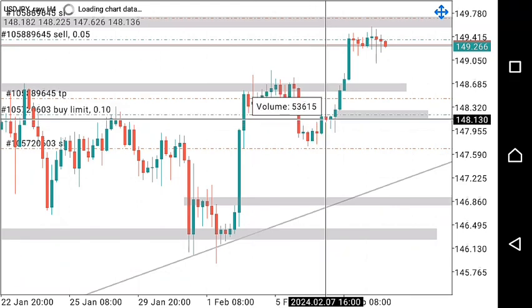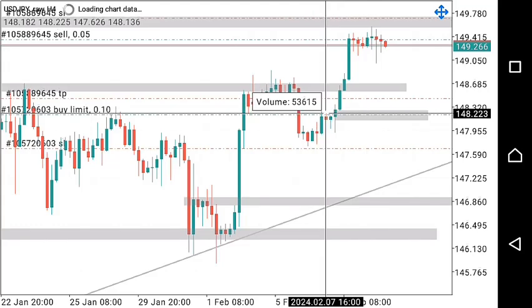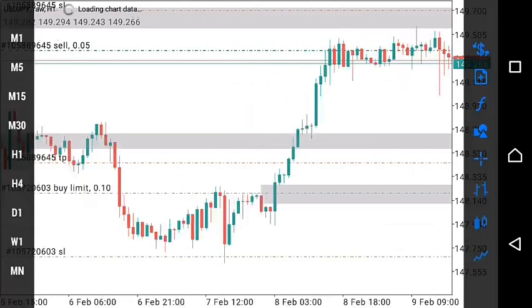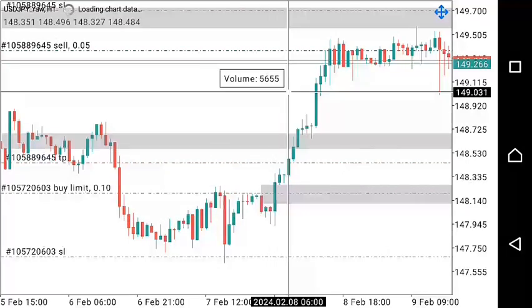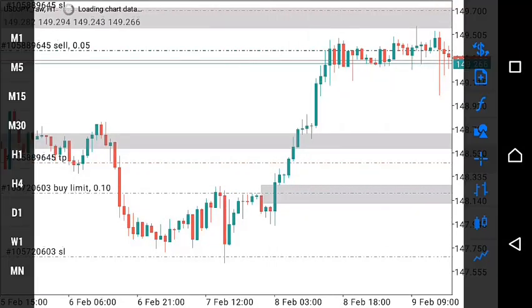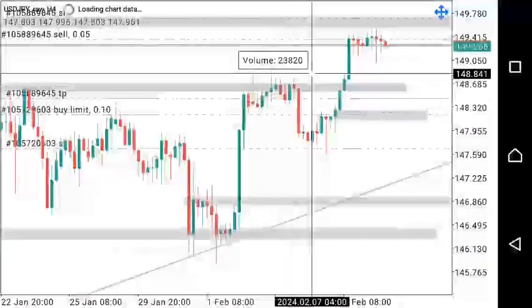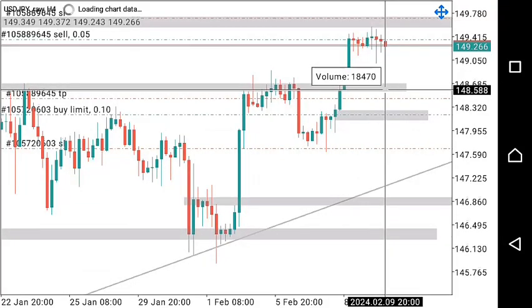This doji, I don't know what kind of doji this is, maybe a shooting star or whatever they call it. But anyway, this was a very nice rejection from the buyers. From this rejection, price went further to the upside. Right now I'm expecting price to come back to retrace this support. It used to be a resistance before, but now it becomes a support.